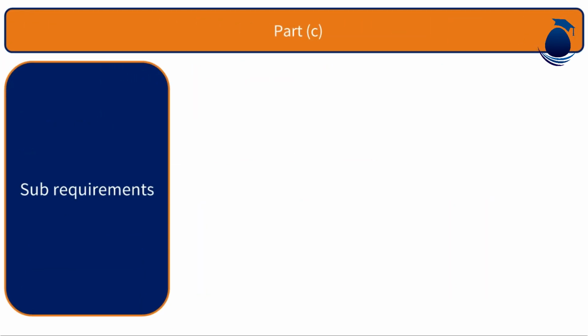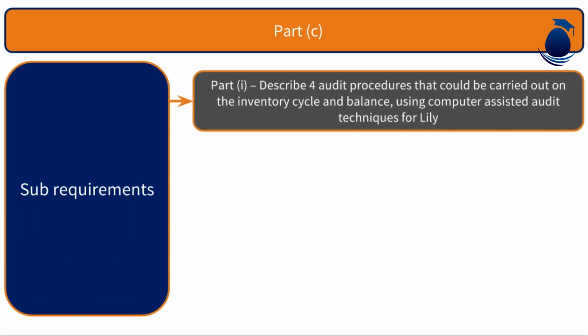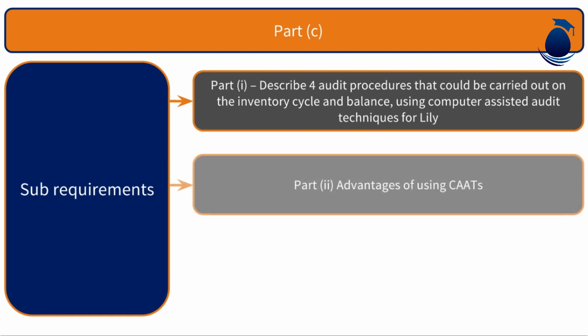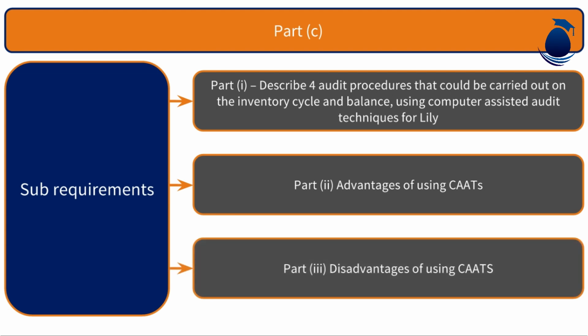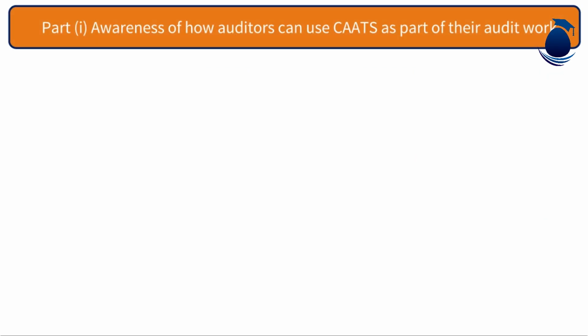Part C has 3 sub-requirements. Part 1 asks to describe 4 audit procedures that could be carried out on the inventory cycle and balance using computer-assisted audit techniques for Lilly. Part 2 and 3 are not directly connected to Part 1, as they ask for general advantages and disadvantages of using CATs.